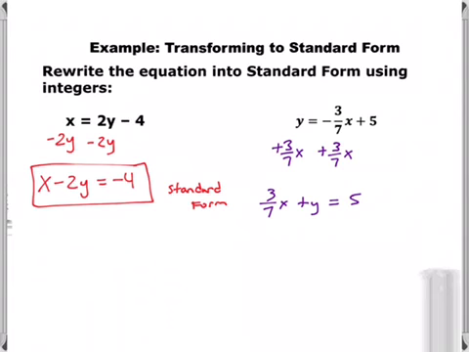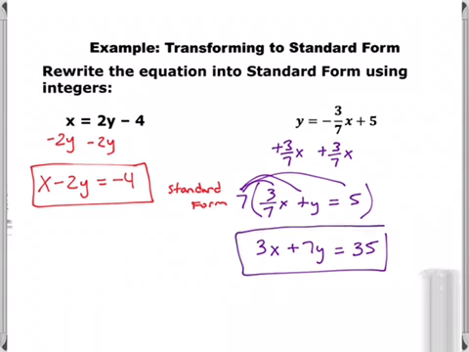It's 3/7. And the only way to remove this fraction would be to multiply everything by the denominator. So in this case, we're multiplying everything by 7. Here, 3/7 times 7 is just 3. So 3x, and then 7 times y is 7y, and then 7 times 5 is 35. So this is our equation in standard form.